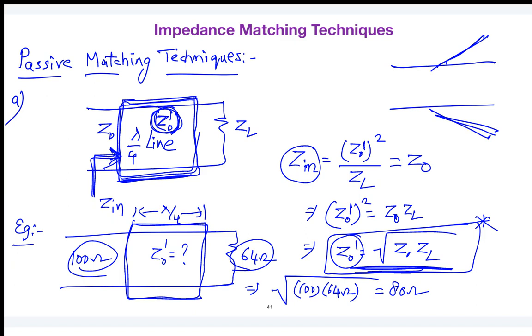So that is the reason why they will go for the stub matching techniques, where you need not disturb the main line. Instead, you can add another transmission line in parallel. That will all be there in the stub matching. That is not required to study for the GATE part, so let's leave that part. In this case, the main line will not be disturbed, so the stub matching techniques will generally be preferred.